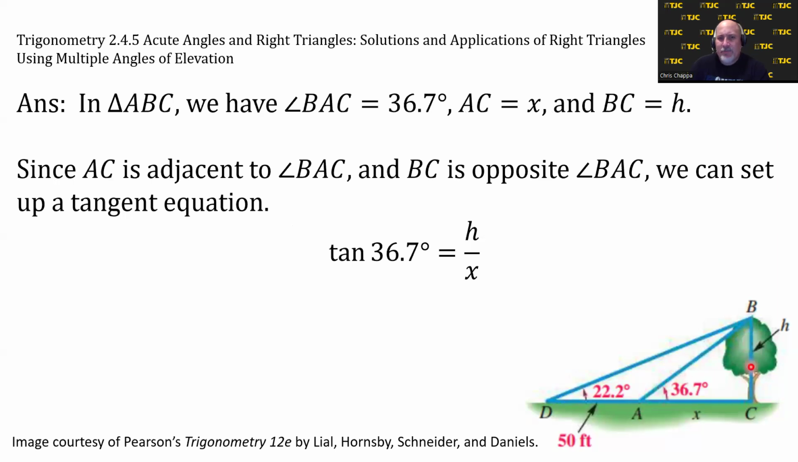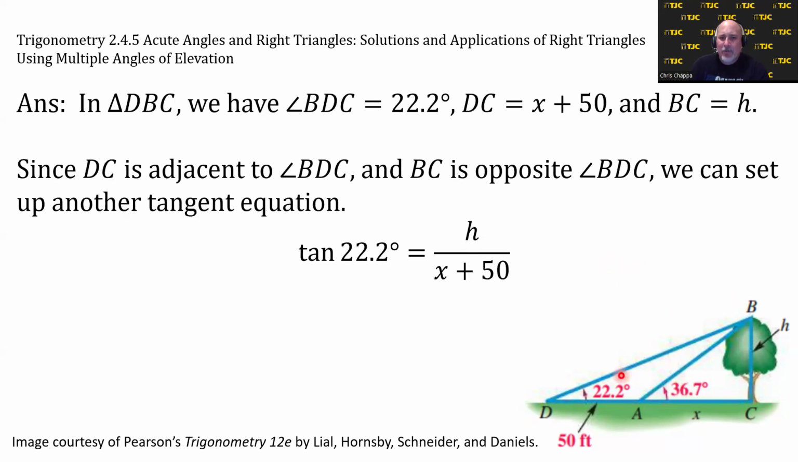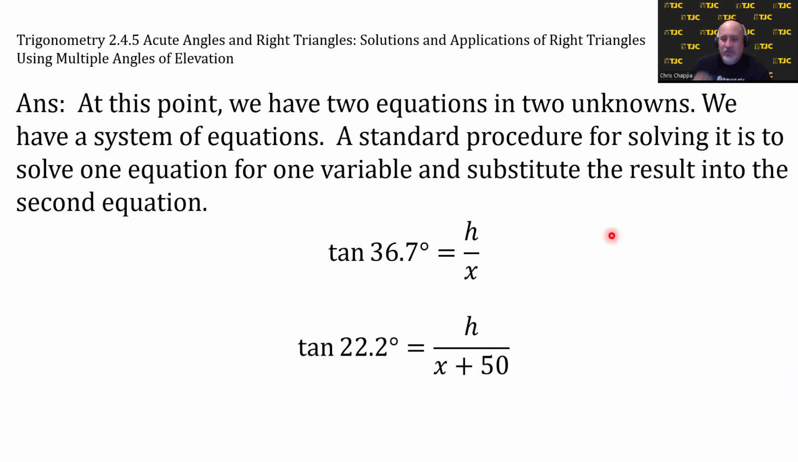For example, in triangle ABC, we have angle BAC is 36.7 degrees, AC is x, and BC is h, the height of the tree. Since AC is adjacent to the angle and h is opposite, we can set up a tangent equation. Tangent of 36.7 degrees equals h over x. And similarly for the larger triangle, DBC, relative to the 22.2 degree angle, the adjacent side is x plus 50, the opposite side is h, so we can set up tangent of 22.2 degrees equals h over x plus 50. At this point, we have two equations and two unknowns.